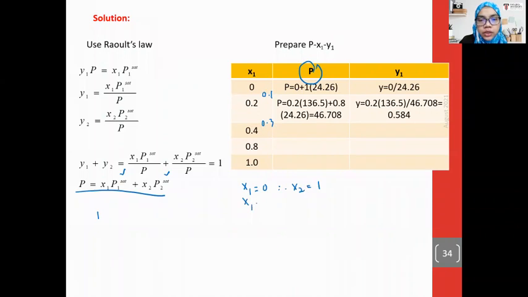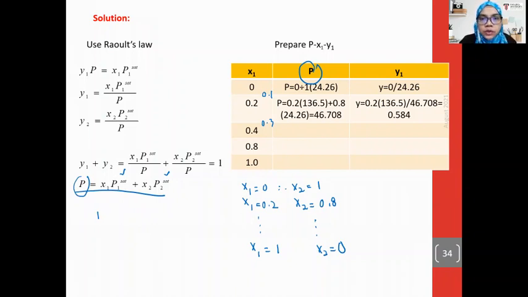So S1 equal to, for example here, 0, 0.2. So our S2 equal to 0.8. You may carry it on until S1 equal to 1, S2 equal to 0. So you may use this equation to determine your pressure. So we have the information on the start.